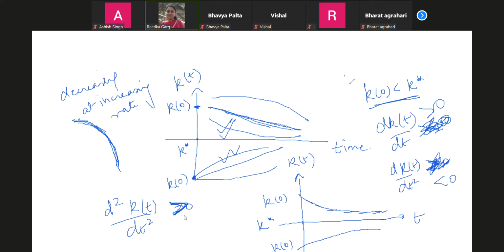So we are considering this is the case. So let me write this as case 1. So this is case 1, and this is case 2. So when we start off at an initial level of capital labor ratio which is lower than k star, then your capital stock is rising at a decreasing rate. So that's what these signs will mean. So when you have this positive and the second derivative negative, then it is saying that it is increasing, but at a decreasing rate. So the slope is slowly becoming flatter. That's why the rate is decreasing.